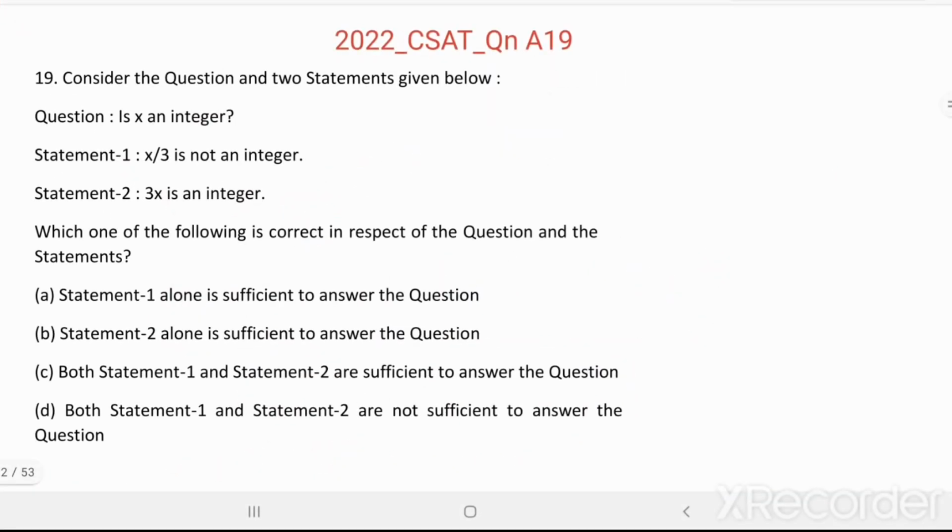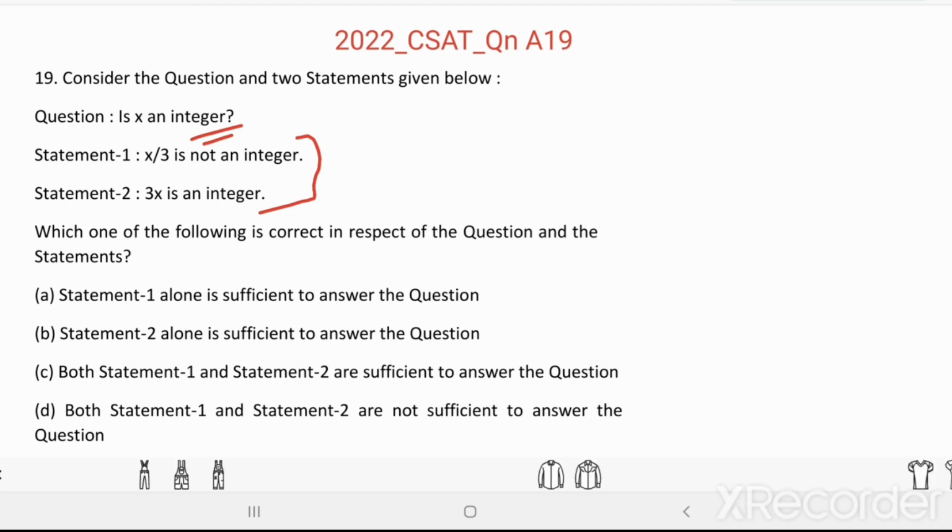Question number 19. Consider the question and 2 statements given below. Question: is x an integer? Statement 1: x by 3 is not an integer. Statement 2: 3x is an integer. Which one of the following is correct in respect of the question and the statements? So here we need to answer the question, is x an integer, based on these 2 statements.